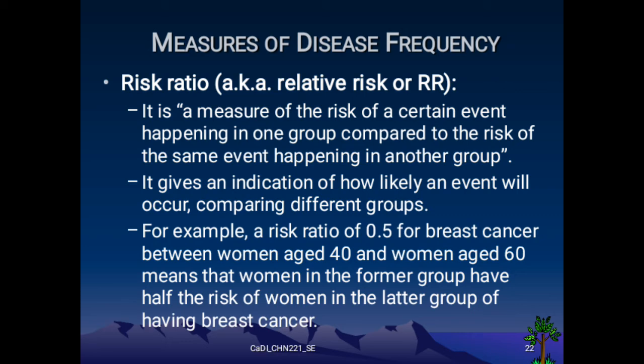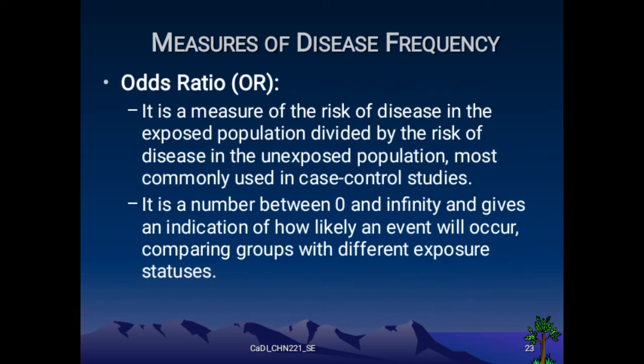Risk ratio. It is a measure of risk of a certain event happening in one group compared to the risk of the same event happening in another group. It gives an indication of how likely an event will occur comparing different groups.